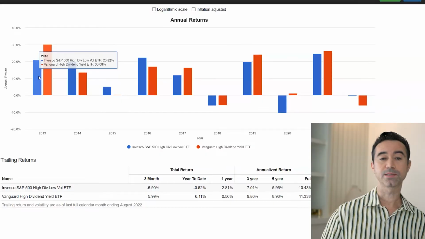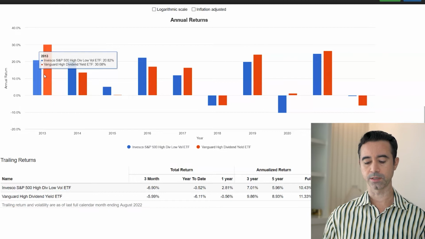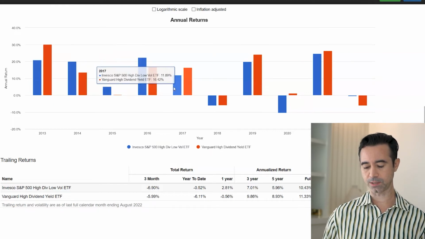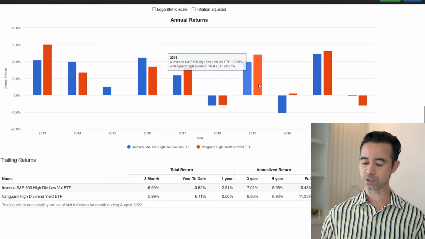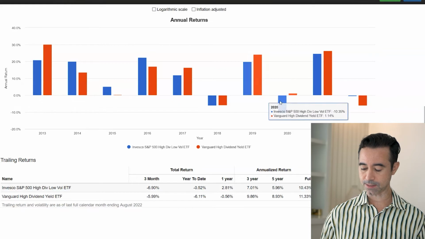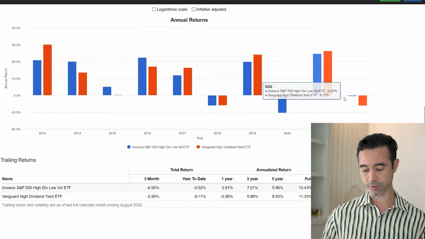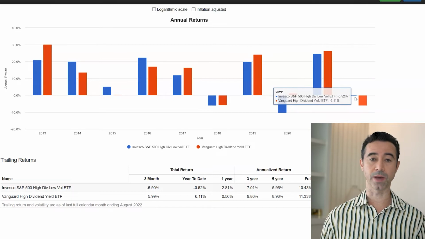So again, we got blue SPHD, VYM in red. So VYM won in 2013, then SPHD, then VYM. SPHD lost more than VYM. SPHD lost out in 2019. SPHD lost out in 2020. SPHD lost out in 2021. And in 2022 so far, SPHD is doing better than VYM.